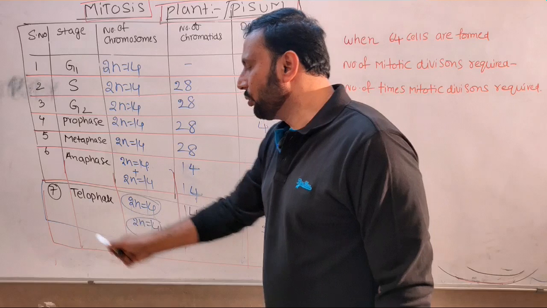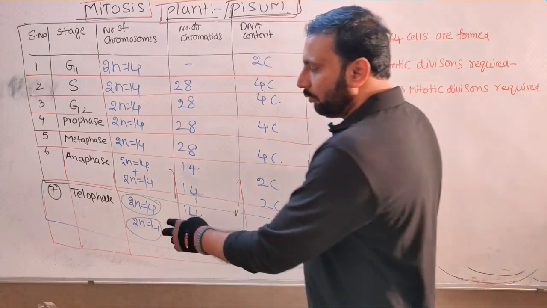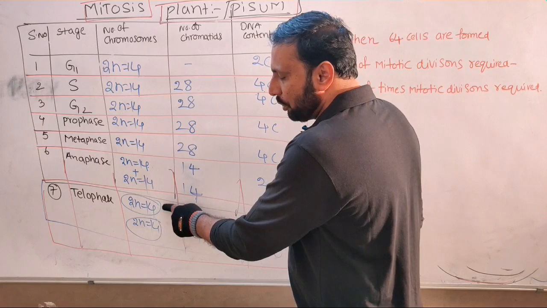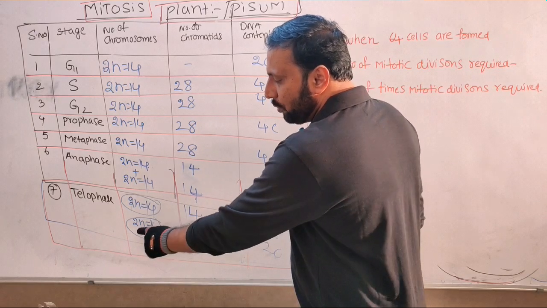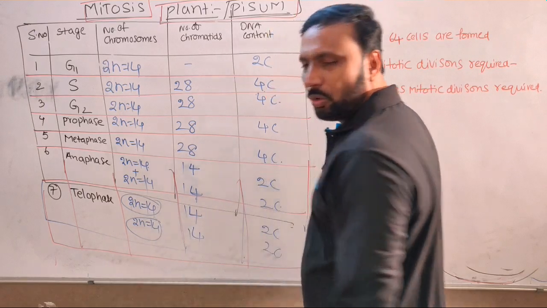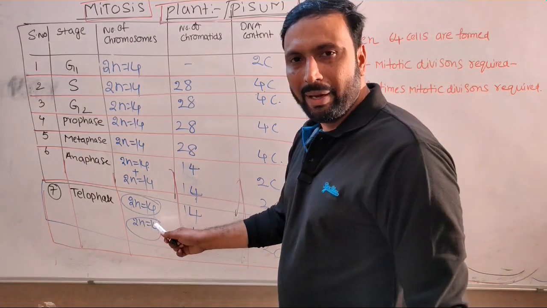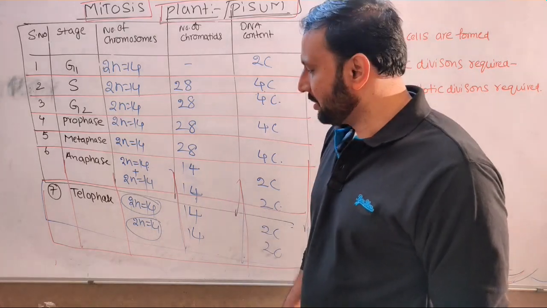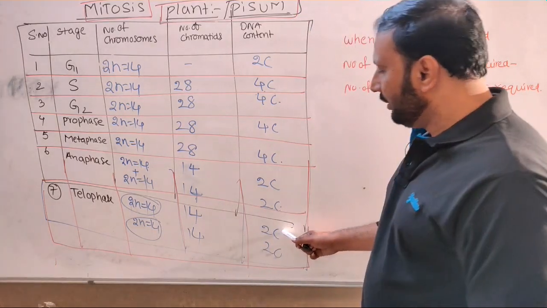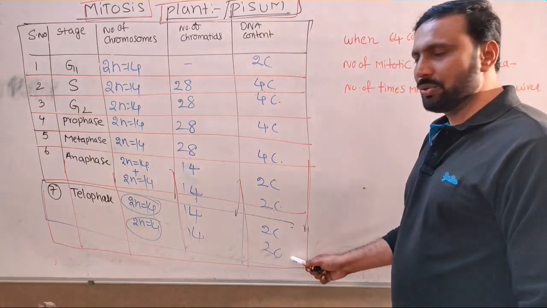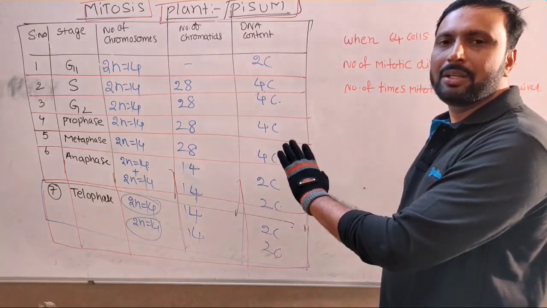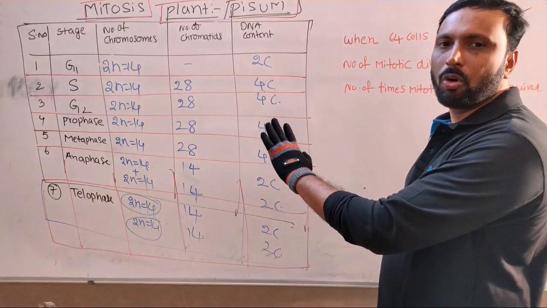Okay, later on you go to telophase. In the telophase, you know, two nuclei form. In each nucleus, 2n equal to 14 chromosomes, because it is a mitosis. Each nucleus is in diploid condition because it is an equational division. So like that, DNA content is 2C and 2C. So this is the chart. It gives clarity to any type of model.